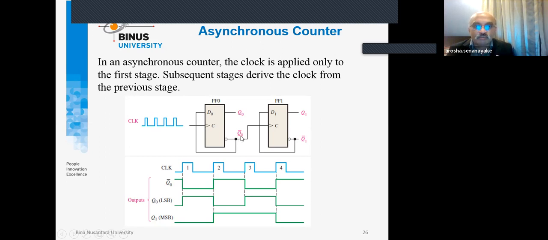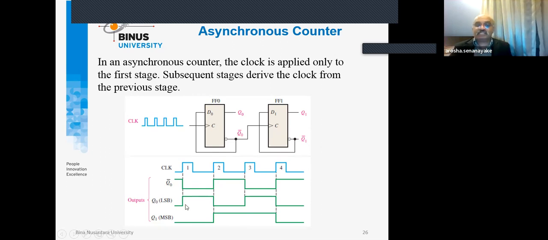Usually Q0 bar is connected to the clock of the subsequent D type, so this D type will activate only on reaching the second clock cycle. So, as you can see, Q0 bar is initially 0, because if we have already put 1 here, then Q0 bar is 0, and then it will become 1 during the second clock pulse.